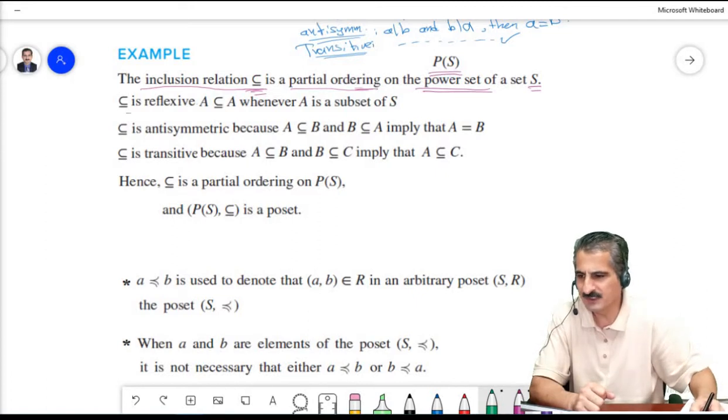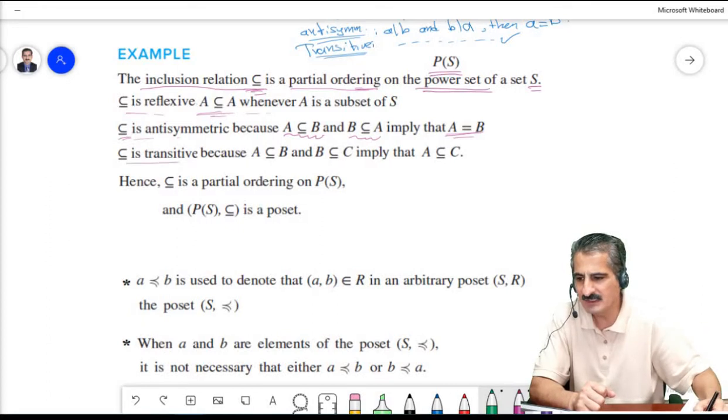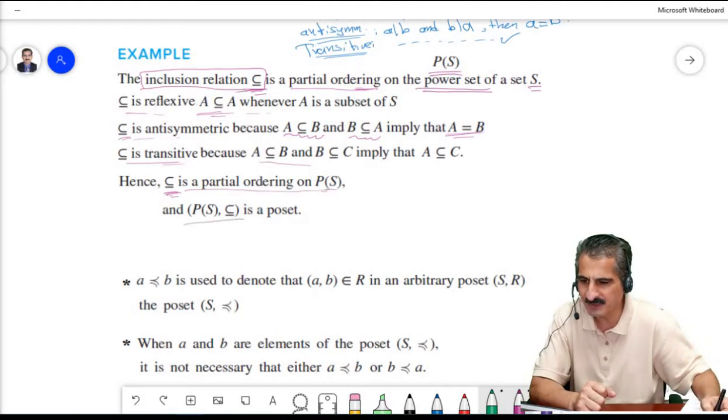Okay, it is reflexive because A is contained in itself for every A. It is antisymmetric. If A is contained in B and B is contained in A, then A and B are the same. And clearly it is transitive, as we see here. So this containment, the inclusion relation, is a partial ordering on the power set.